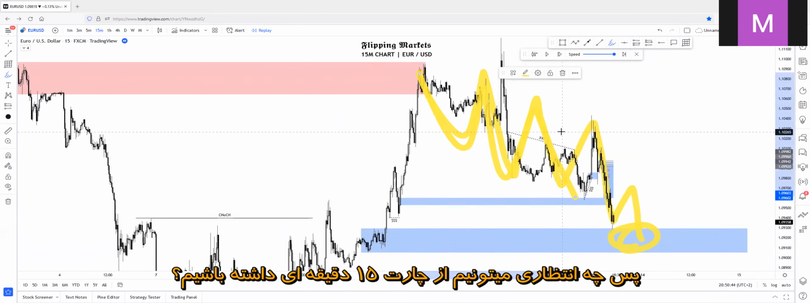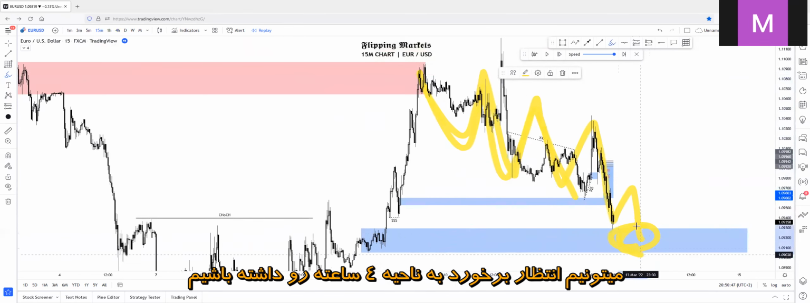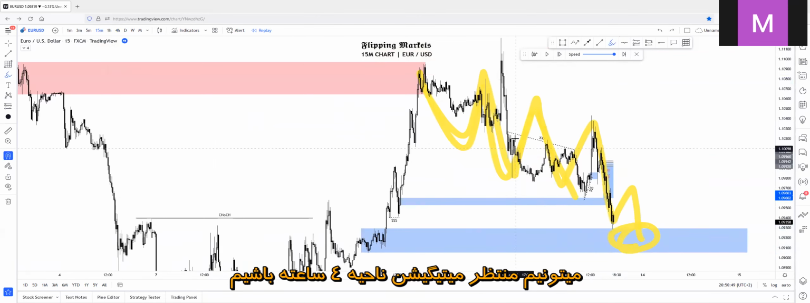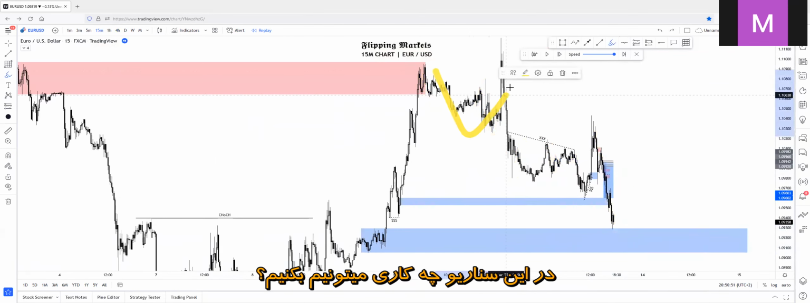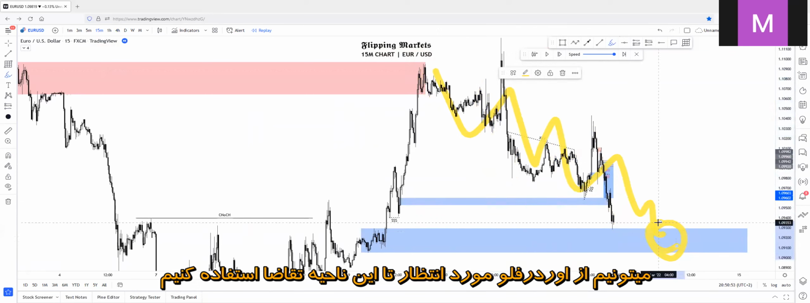So what can we expect from the 15-minute chart? We can expect the 4-hour demand tap. We can expect the 4-hour demand mitigation. What can we do in this scenario? We can write the expectation of bearish order flow down to this 4-hour demand tap. Right?